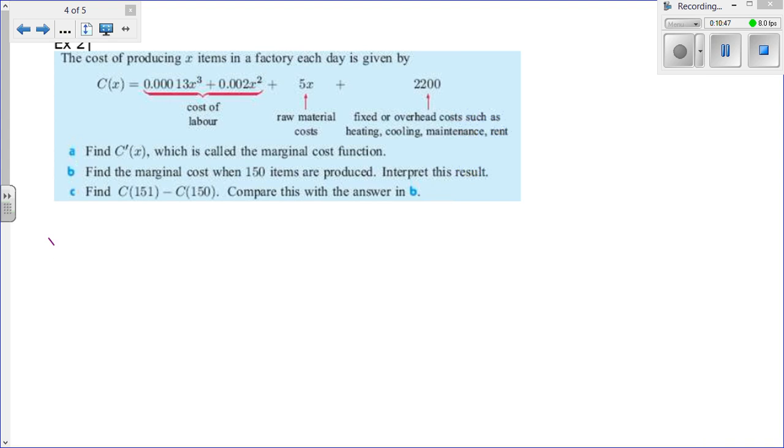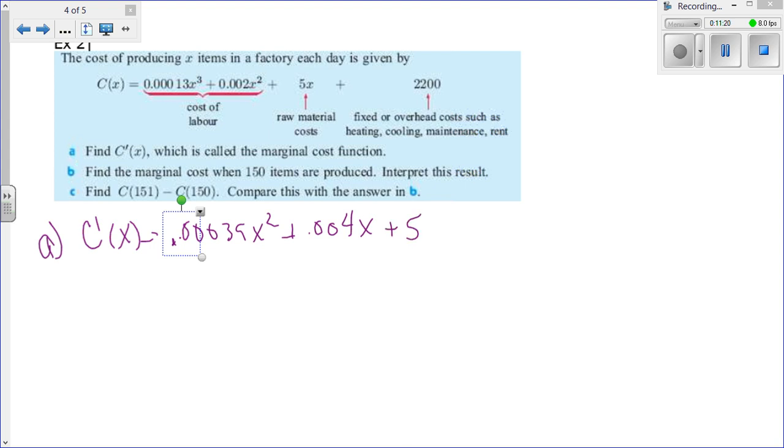So the first thing that it's asking us to do is find the derivative. Well, to find the derivative, C'(x), I would just multiply 13 times 3 and keep my decimal point, so it's 0.00039x squared plus 2 times 0.002 is 0.004x plus 5. That's the easy part.